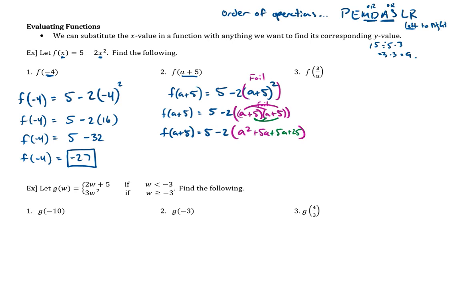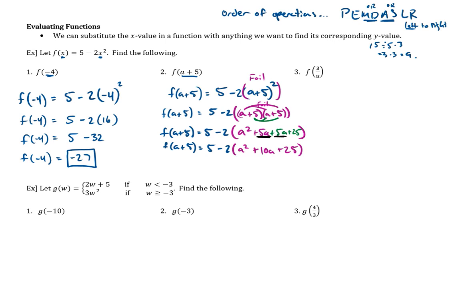All right, so now that we have that, let's still continue to set it up with our f of a plus 5 still just on the left, and then 5 minus 2. Inside this purple parentheses, we could combine these middle terms. So notice 5a and 5a are like terms, so that means they combine to be 10a, so plus 10a, and then still plus a 25 on the last term.